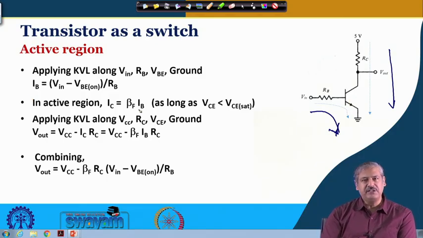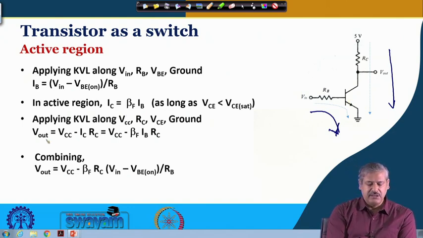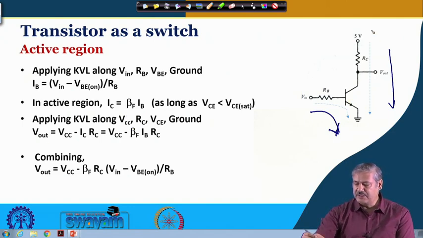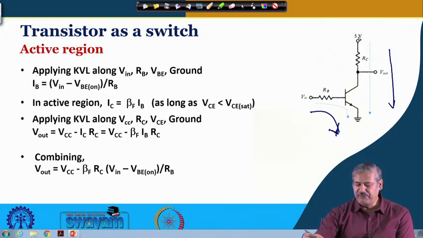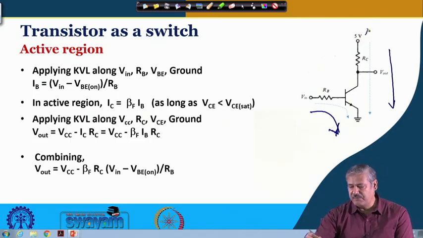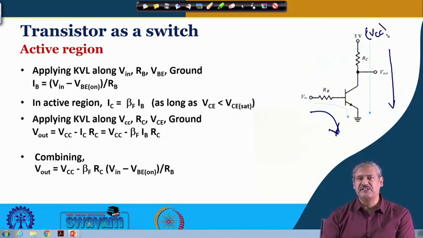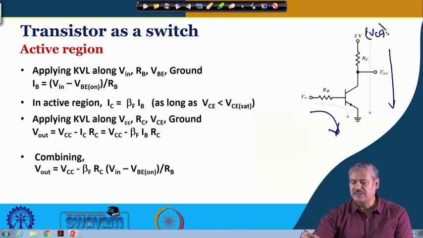Now, in active region we know IC is equal to beta f IB, and this is the other loop along which we are applying KVL. So, this is 5 volt, that is the VCC that we have already mentioned. Generally speaking we write it as VCC because we can change it to some other voltage other than 5 volt if so required. For generalization purpose we write this as VCC.